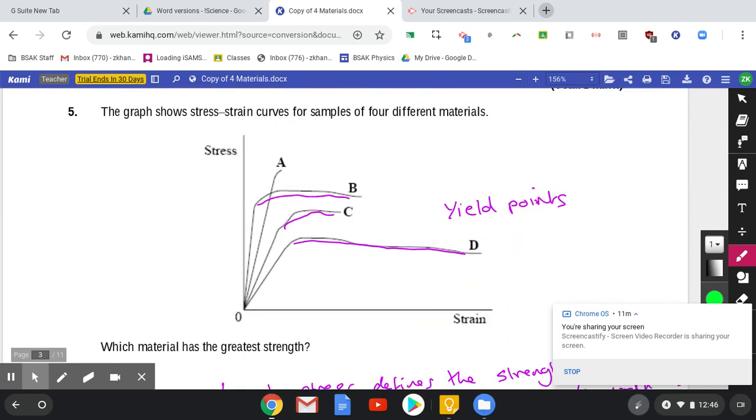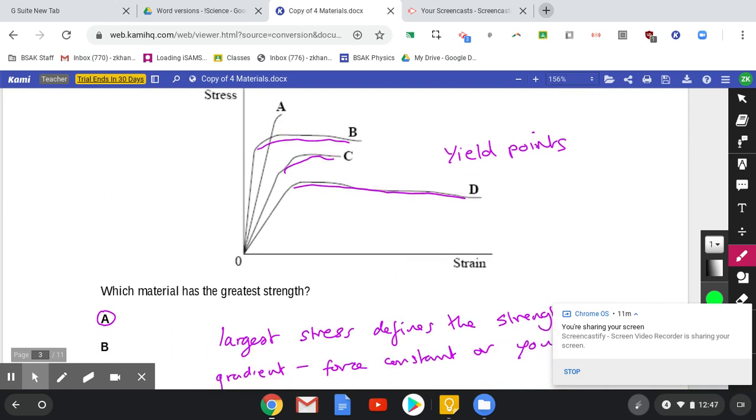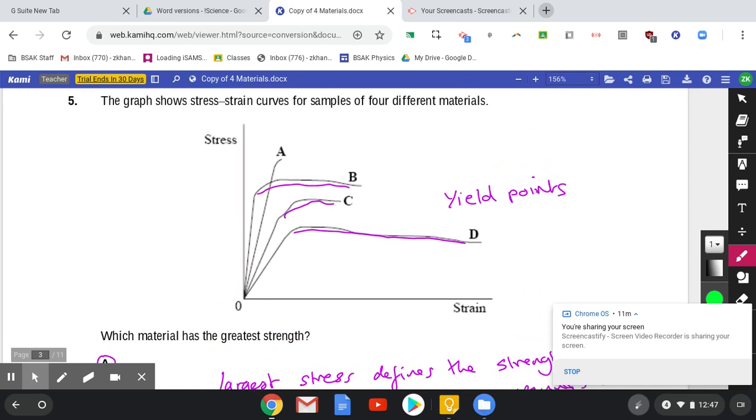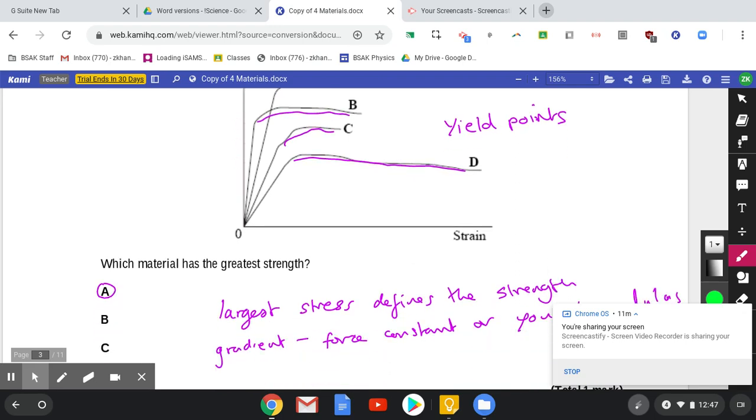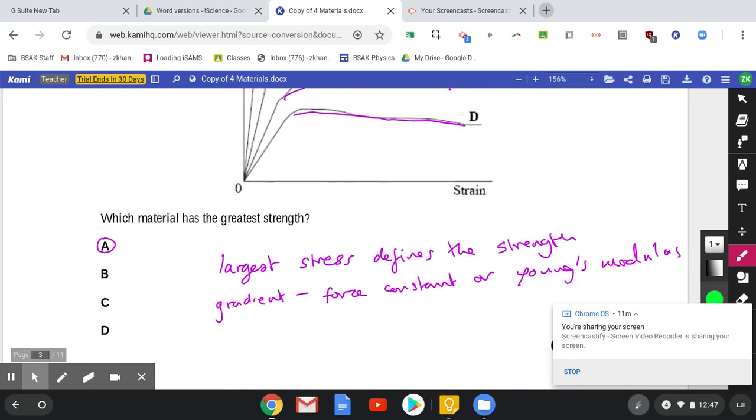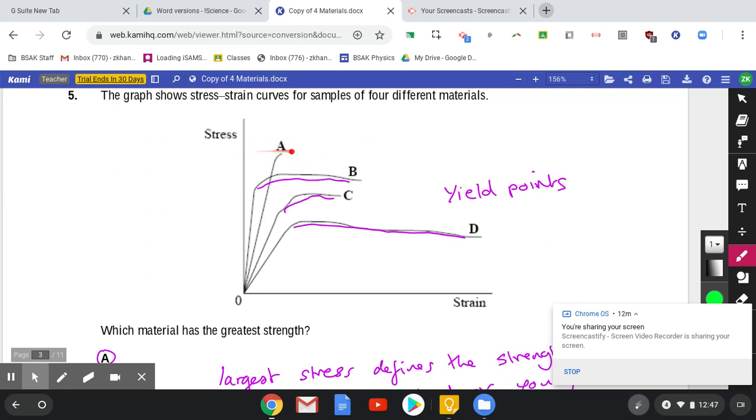Question 5: we've got four materials, A, B, C, D. Which material has the greatest strength? The material that reaches the highest stress; we will assume the point at the end of each line is the breaking point. The highest stress before it breaks is A. So for greatest strength, the largest stress defines the strength. A has the largest stress compared to all of the other materials.